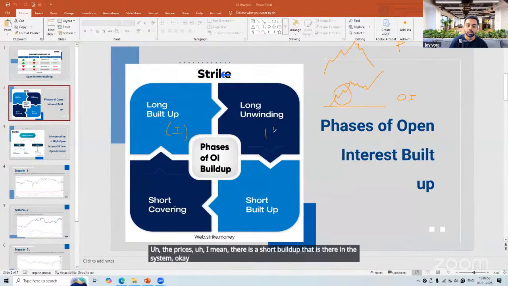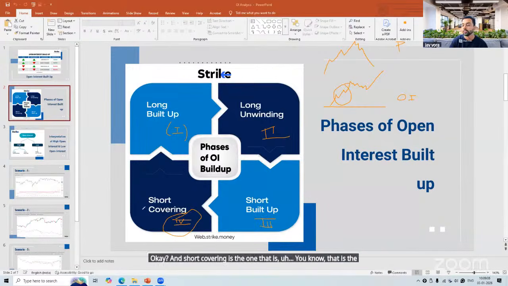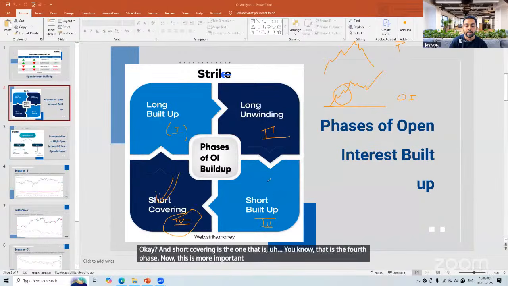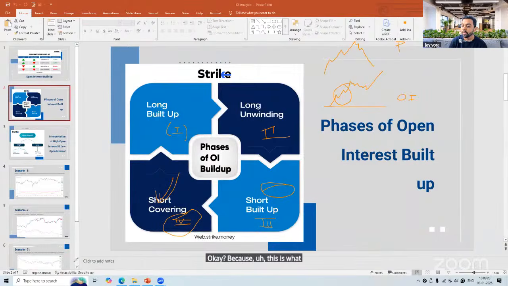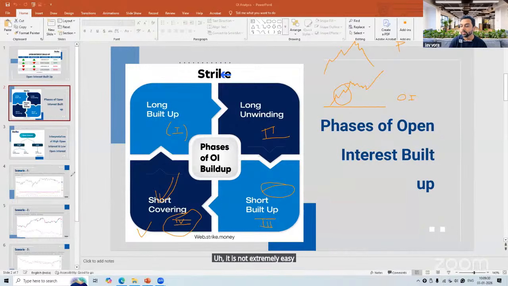So this short buildup is the third phase, and short covering is the fourth phase. Now this is more important, but identifying where there is extreme short buildup and keeping those on our watch list becomes very, very helpful, because this is what eventually leads to this move. So as I told you, you need a lot of patience to play this. It is not as easy as it may look, it might test your patience and it might test your conviction.